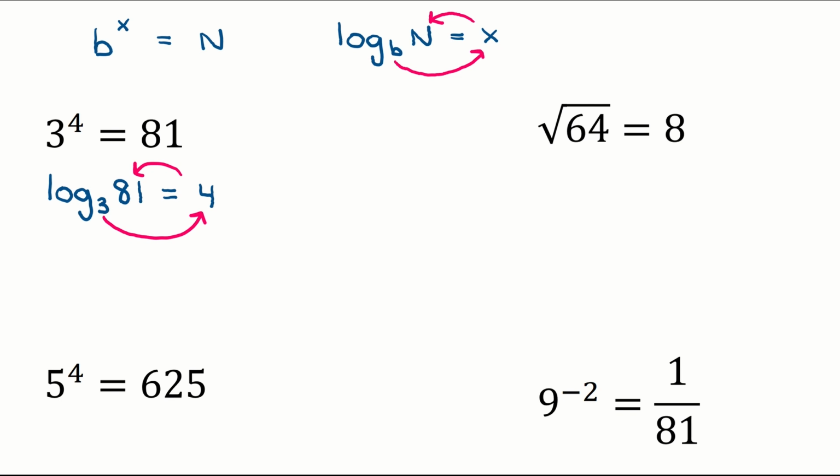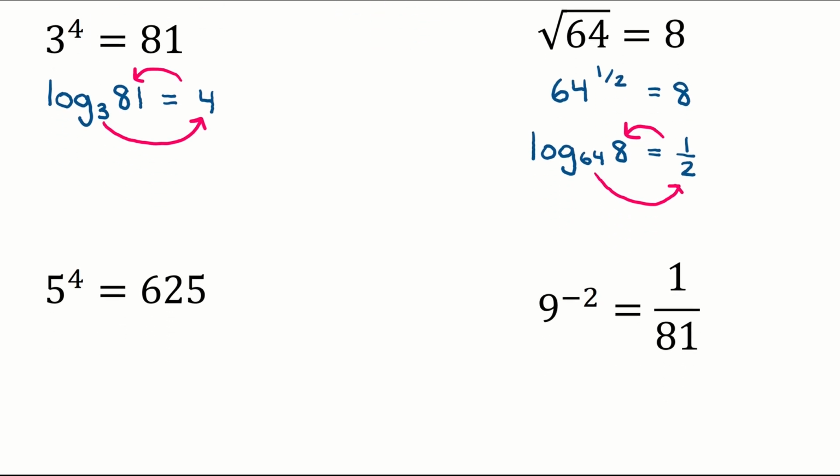Let's look at our next question. So in our next question, we have the square root of 64 is equal to 8. To make this easier to see, we're going to first use our exponent rules to convert this to 64 to the power of 1 over 2 is equal to 8. Then we can write it in log form. So log, ask yourself what the base is. The base is 64. The result is 8, and the exponent is 1/2. So this is worded as 64 to the power of 1/2 is equal to 8.